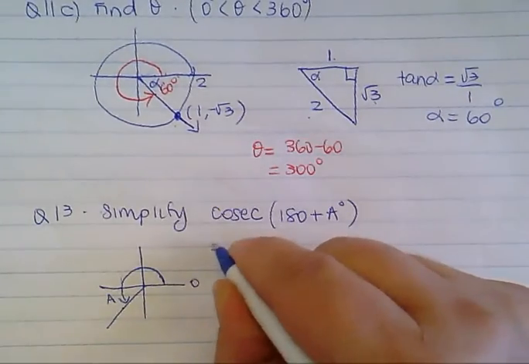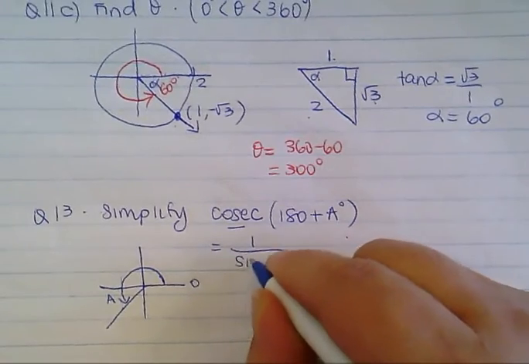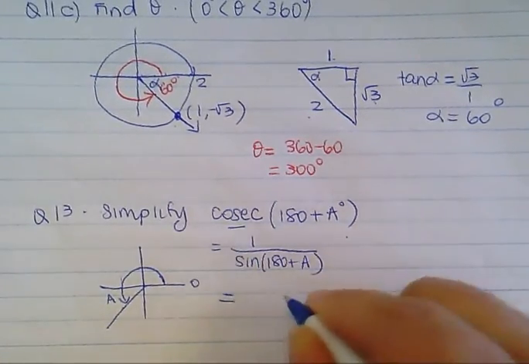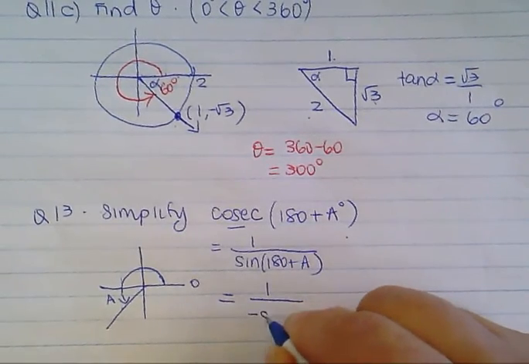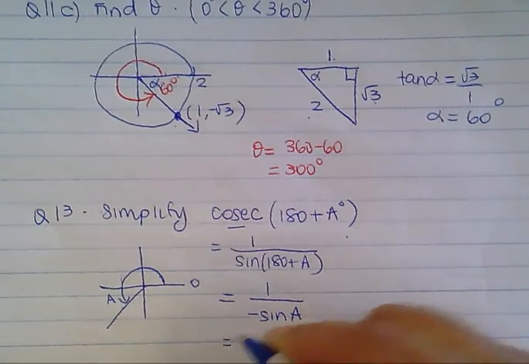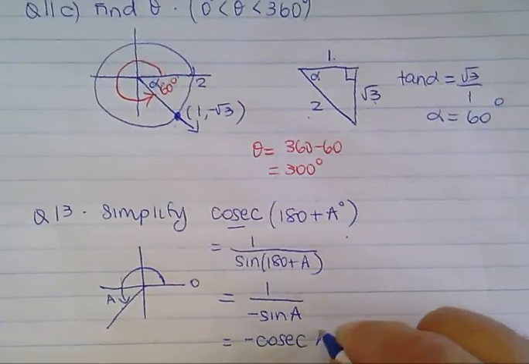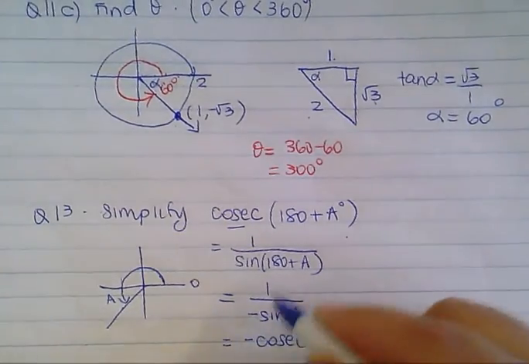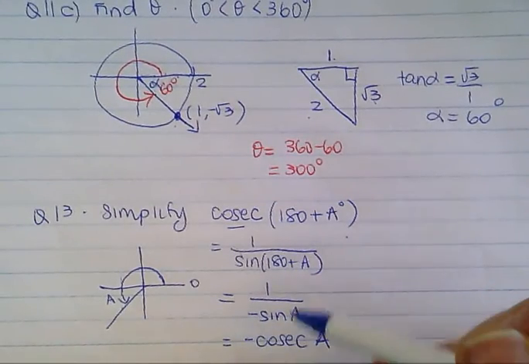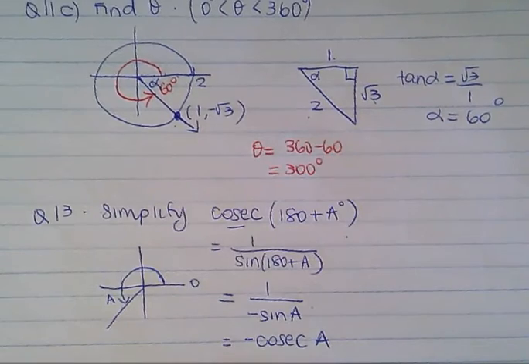So cosec is the reciprocal of sine. So that's the same as 1 over sine of 180 plus a. Now, what is the sine of 180 plus a? Negative sine a. So it's actually negative cosec a. Are you okay with that? I'm just writing 1 over sine so that you know, but I don't really need to write that. If it's 1 over sine, negative sine a, then it's negative cosec a.